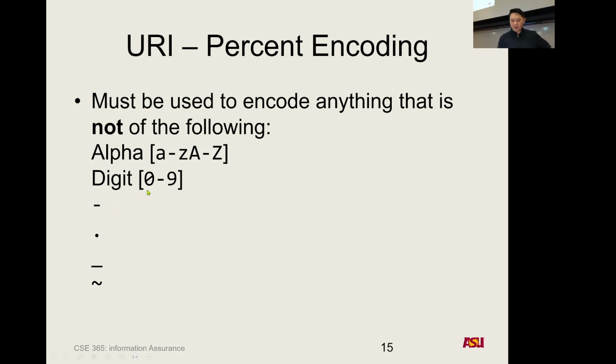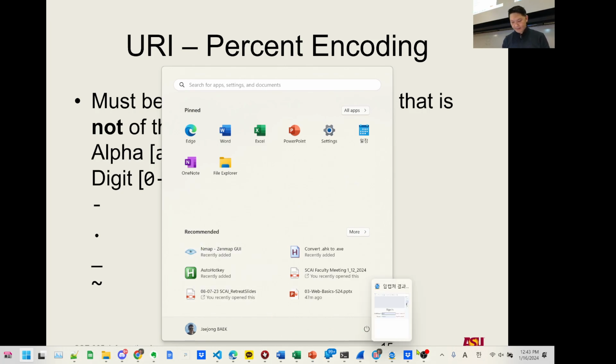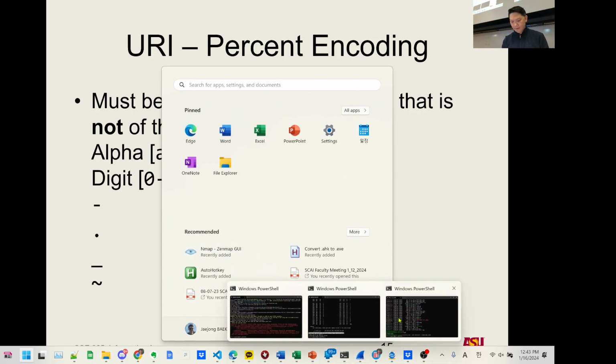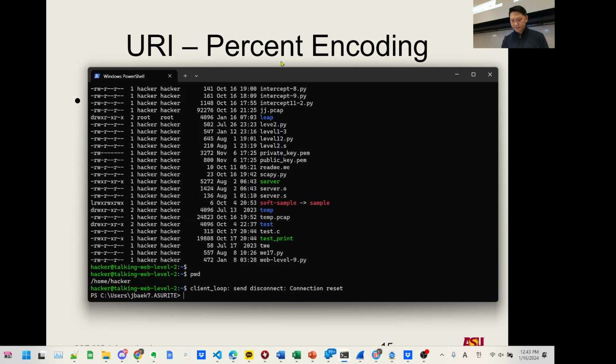So the URI must encode anything that is not one of the following: alphabet letters, digit numbers, and dash, dot, tilde. What is this? That means only the ASCII code can be interpreted in a URI. What is the ASCII code? Encoding.